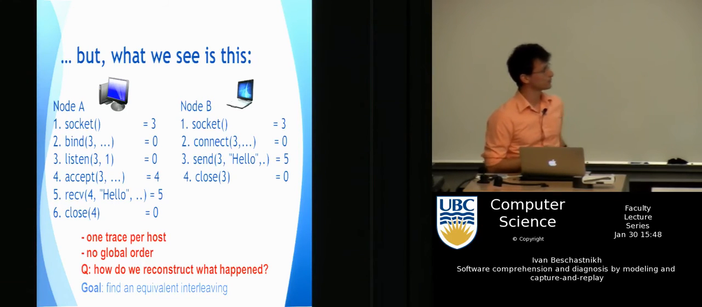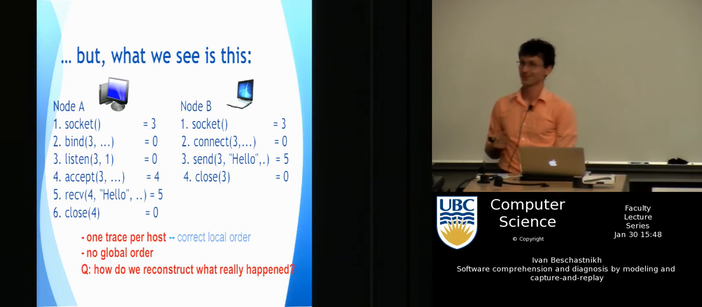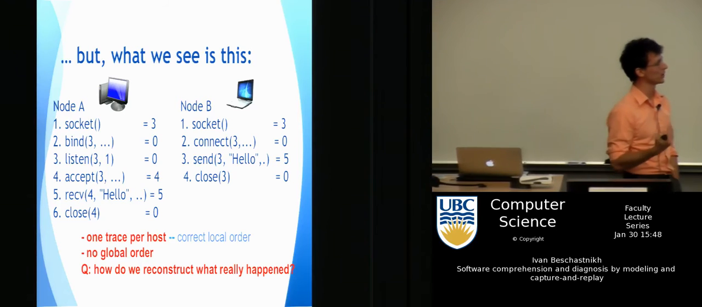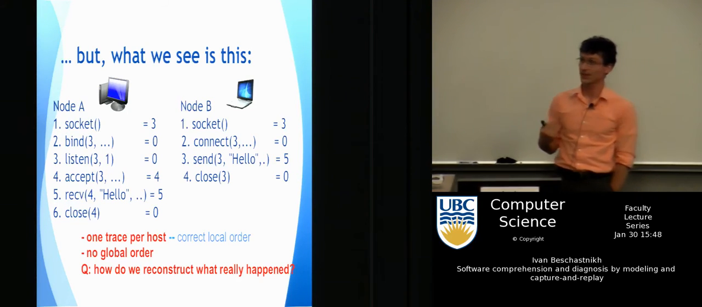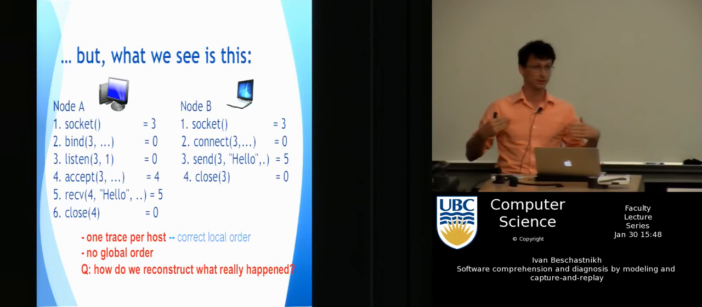So what can we do? Well, first of all, we have this local order. If we have a global order, we know that it must respect this local order. We can't contradict the sequence of events that the host actually observed locally. So that's our first hint.